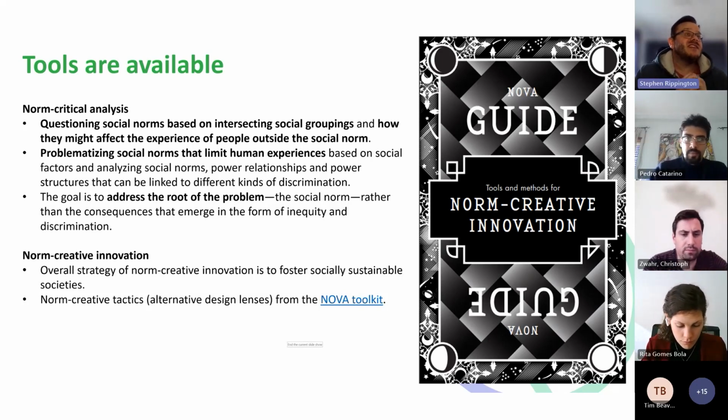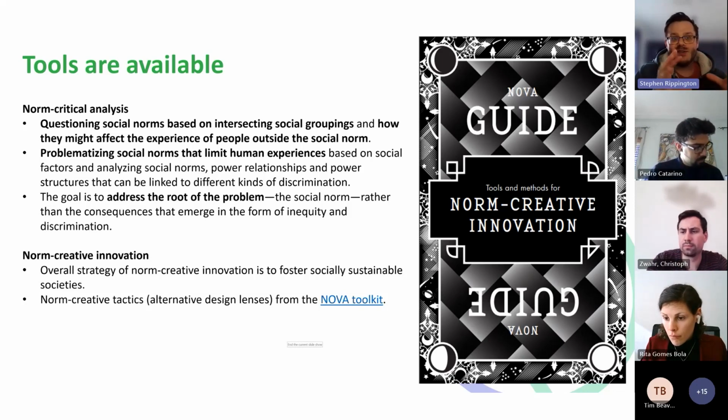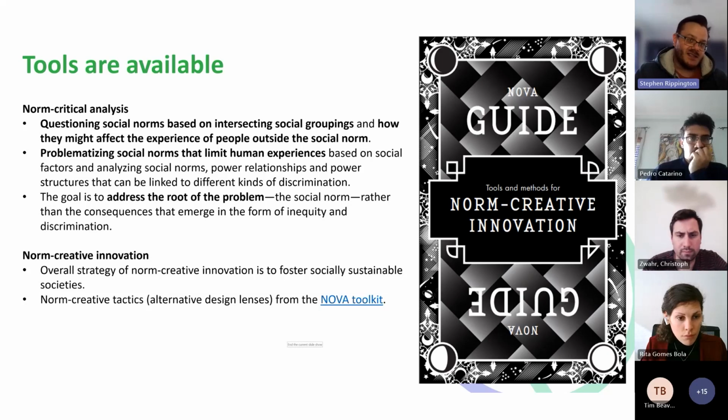The disadvantage of norm critical analysis is that it does tend to throw up a lot of problems, and if we're going to be effective, what we really want is solutions. And luckily there is a toolkit out there that was developed by Vinnova, the Nova toolkit for norm-creative innovation. We don't have to use it, but it's free to download and it's interesting to look through. It provides a strategy to foster socially sustainable societies through innovation, and it essentially is a deck of cards that contain different tactics for looking at design and research and development through alternative design lenses based on the problems that you've identified.